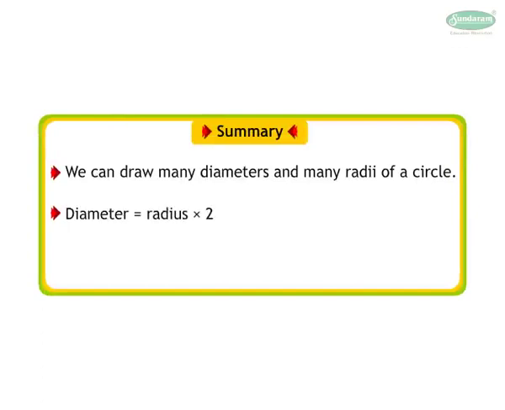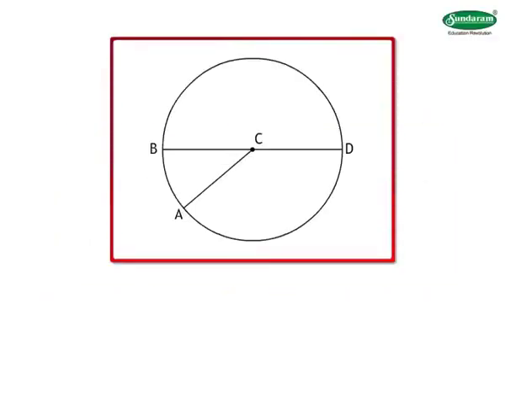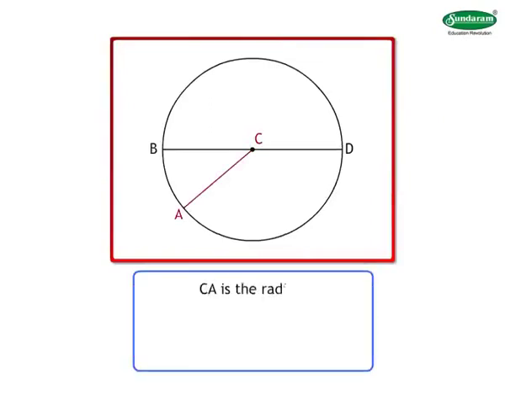Diameter is equal to radius into 2. Radius is equal to diameter divided by 2. We have learnt basic terms related to the circle. Let's look at them. The figure shows a circle with center C. CA is the radius. BD is the diameter. Radius is equal to half of the diameter.